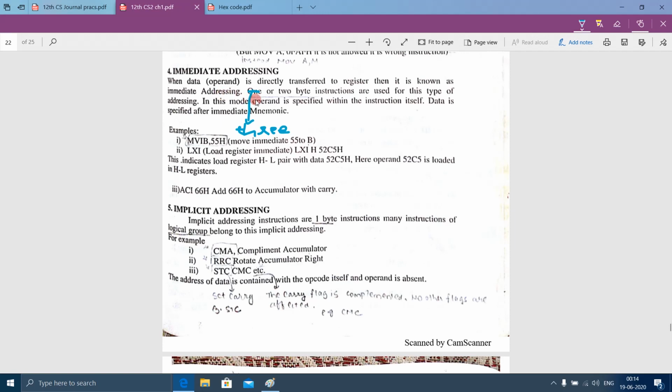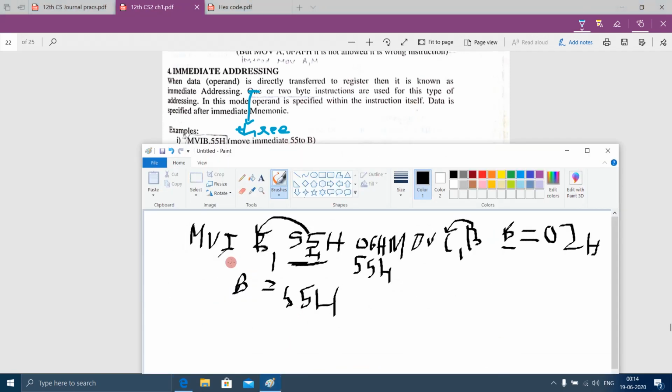So that is why the instructions which fall under immediate addressing are 3 byte or 2 byte instructions. In this mode, the operand is specified. I hope you know what an operand is. It is specified within the instruction itself. If we take the example of MVI B, 55H, the operand is specified within the instruction itself.